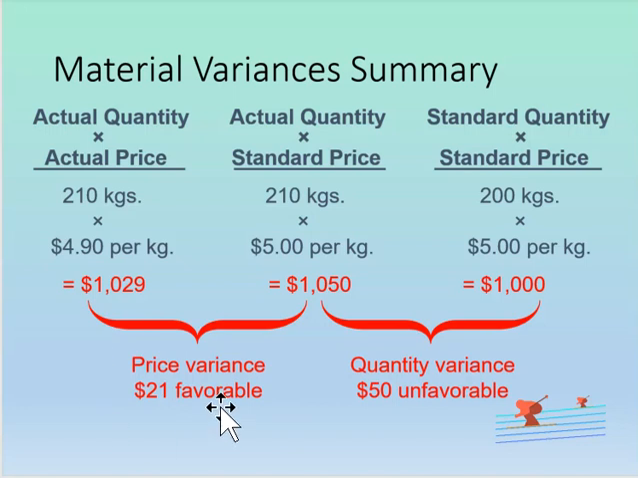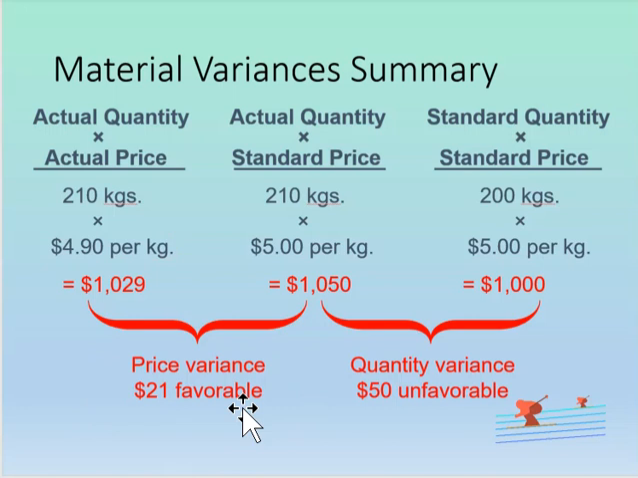$21 favorable. The materials price variance is favorable because the actual price was less than the standard price by 10 cents per kilogram. So you can see here the actual price was $4.90, and the standard price here was $5. So they paid less, which is how they ended up with a favorable price variance.